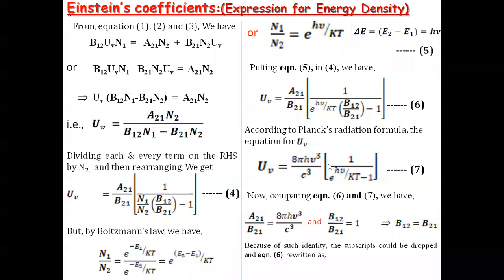Therefore I can reduce the number of Einstein coefficients. Initially I had 3 coefficients, now I have only 2. In equation 6, write B12 as equal to B21, therefore this part will be cancelled, and in the place of A21/B21, just write A/B. This is the final expression for energy density in terms of Einstein's coefficients: U nu is equal to A/B into 1/(e^(h nu/kT) minus 1). This finishes the derivation.